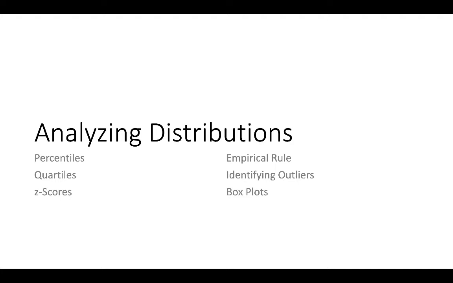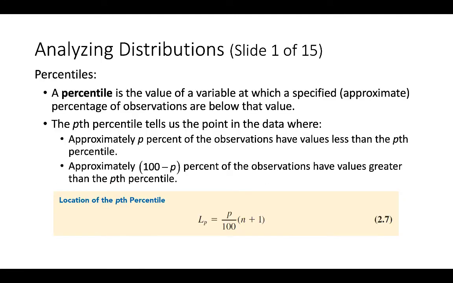In this video, we'll be analyzing distributions in terms of percentiles, quartiles, using IQR, z-scores, and box plots to identify outliers. A percentile is the value of a variable at which a specific percentage of observations are below that value.